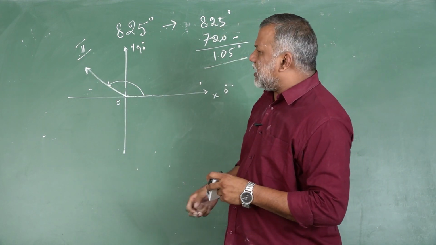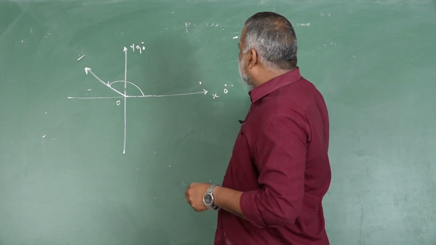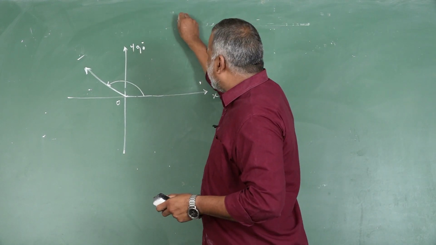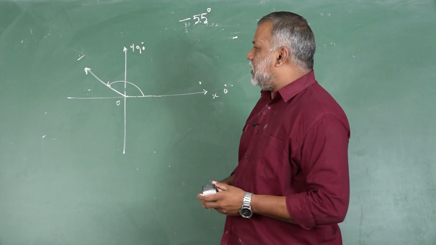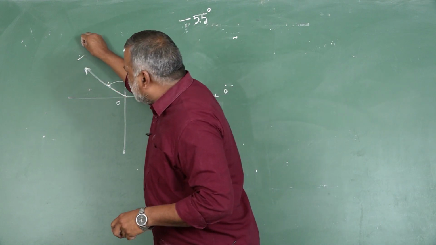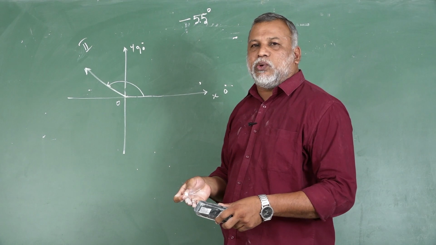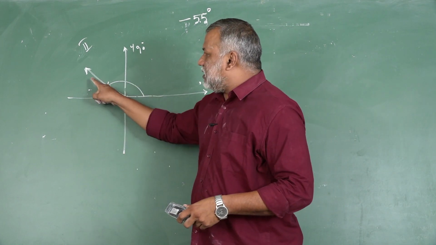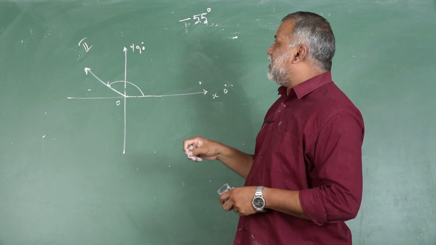Like this, for example, we have a third question, minus 55 degree. For 825 degree, we had to remove the two complete rotations, and after that, it lies in the second quadrant. Now the third question is minus 55 degree.